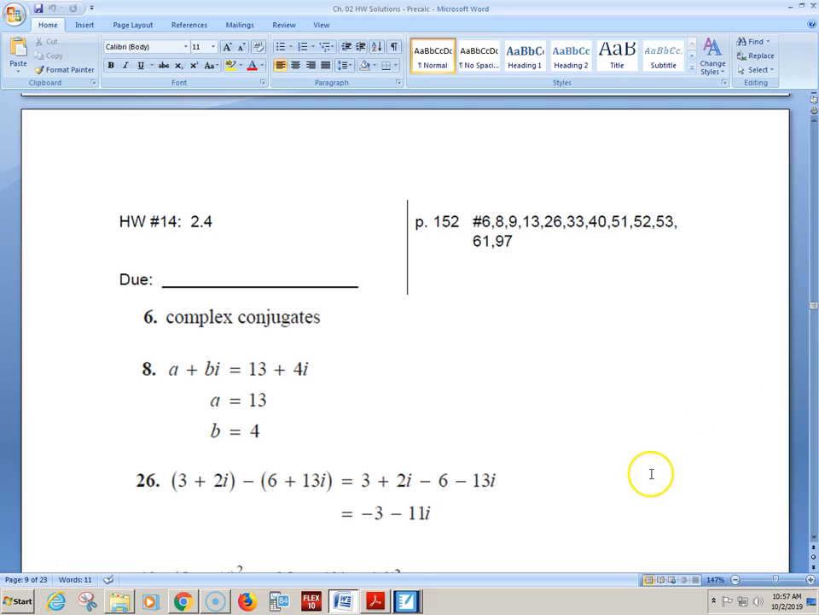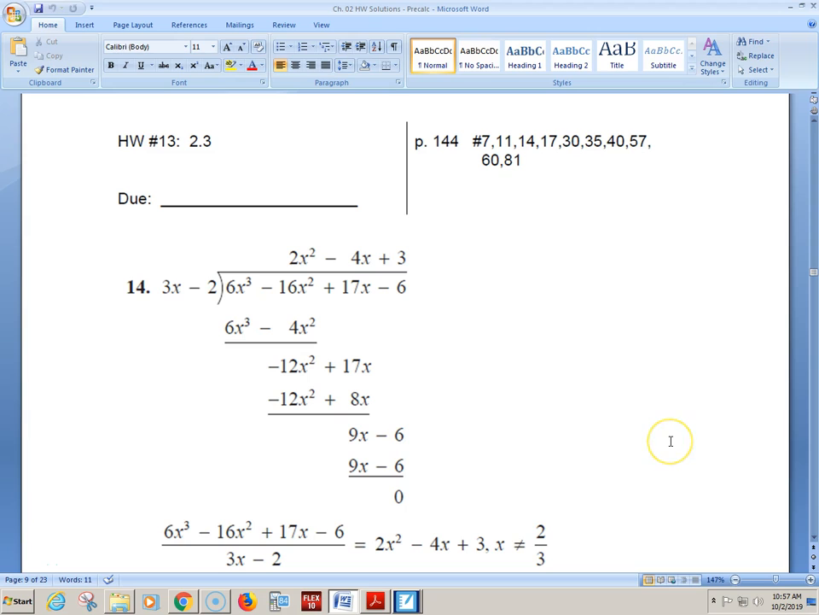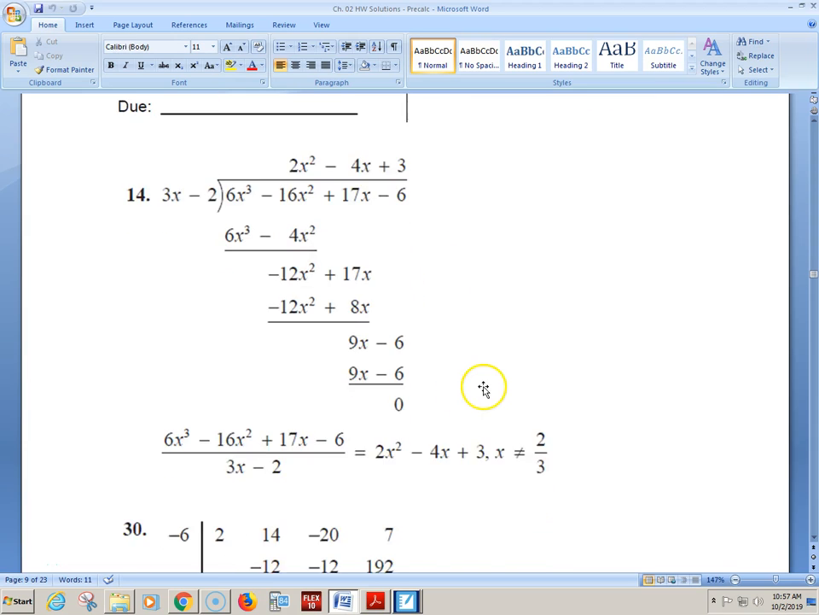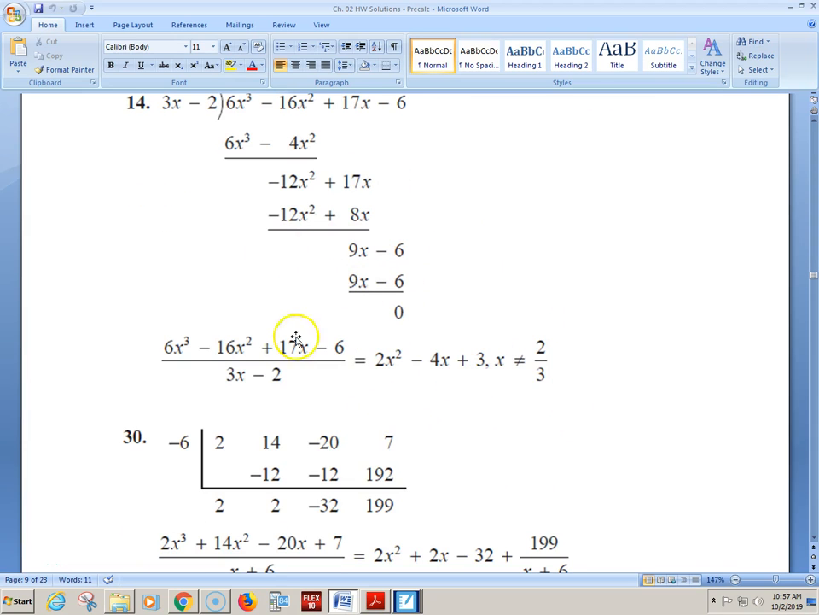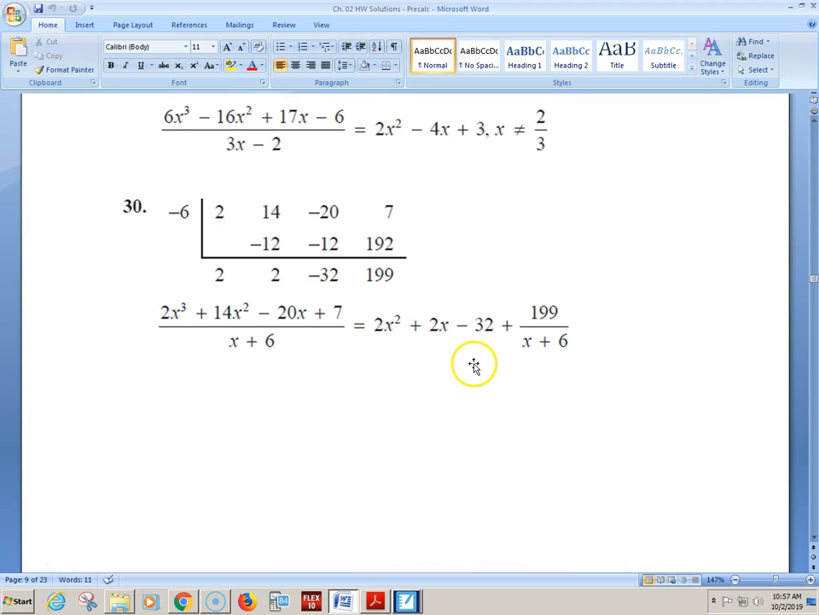Grade 2.3? I never got 2.3. All right, 2.3. It's short though. It's short. 2x squared minus 4x plus 3. It went in perfectly. Number 30 did not go in perfectly. The remainder was 199. If you got 199, you probably got the rest.